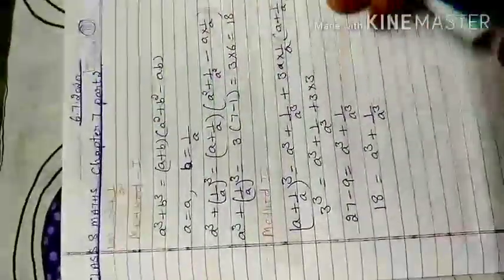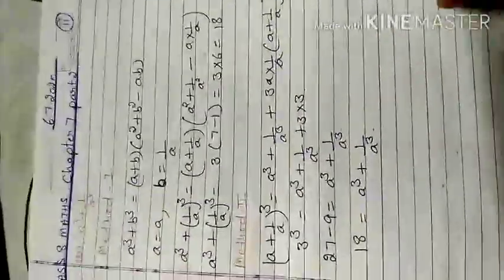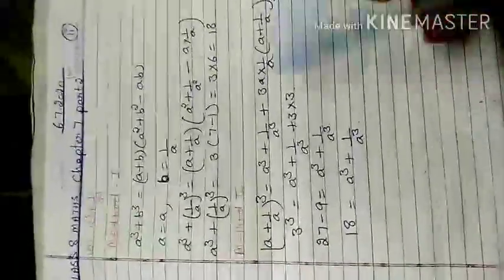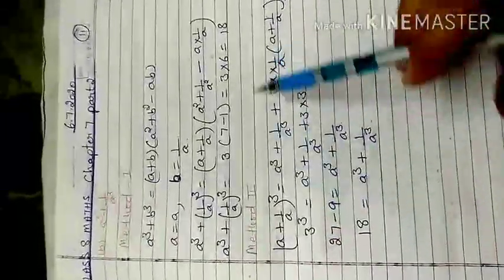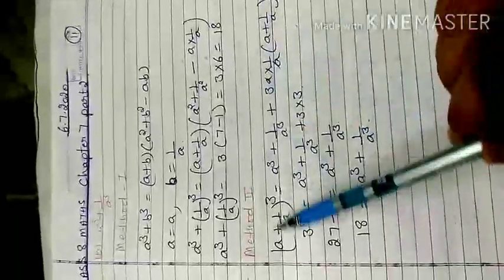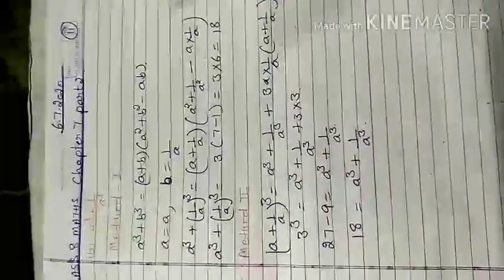But what happens if I have to find the value of a cube plus 1 by a cube? So I have two conditions. I have this formula, a plus b whole cube. I think that will be easier for you because you have to memorize only one formula.